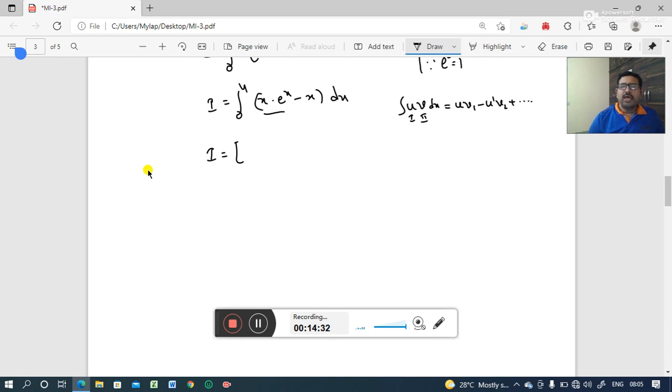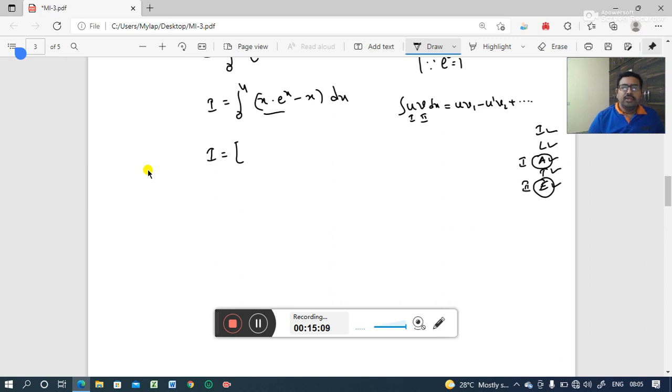As per the ILATE rule, which stands for inverse, logarithmic, algebraic, trigonometric and exponential, this is the order of considering the first function and second function. Here x is an algebraic function and e power x is an exponential function. Therefore, the algebraic function is considered as the first function and the exponential as the second function.